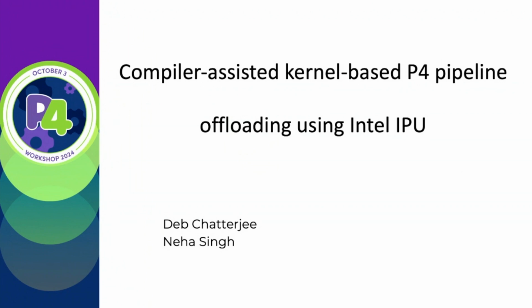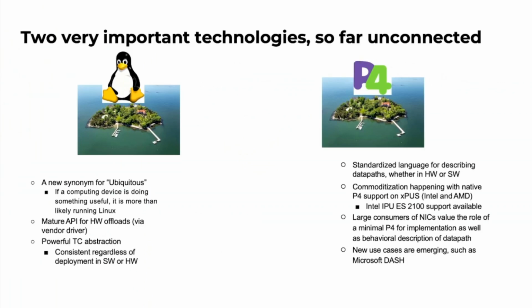So what is it that we want to say? We want to say that there are two very important technology pieces that so far are unconnected. The Linux networking stack: if someone wants to explain what ubiquitous means, they can say, think of something like Linux. If a computing device is doing something useful, it is more than likely running Linux, whether it is running here or on Mars, it does not matter, as you all know.